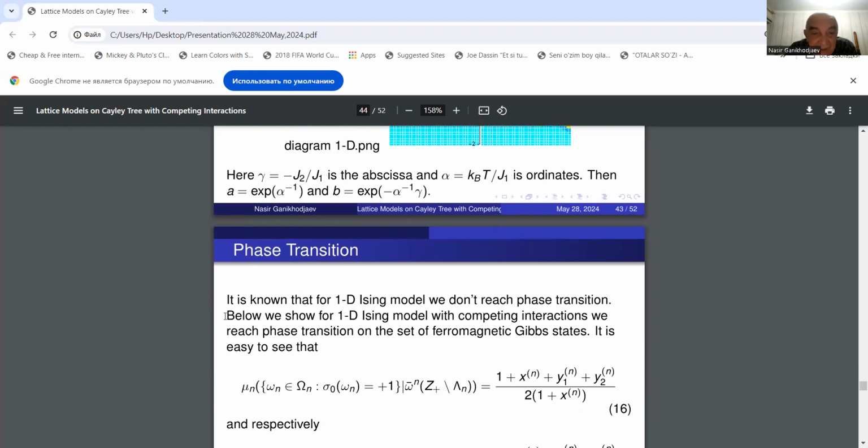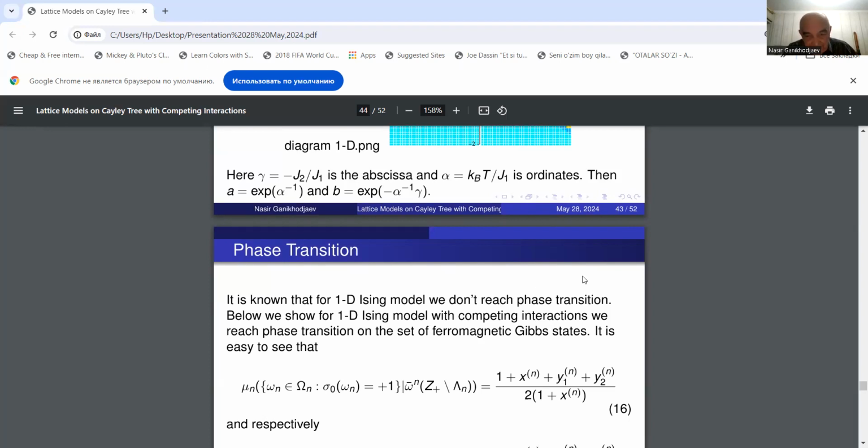But when we consider complete interaction, we can reach phase transition. That is, we can show there are at least two types of boundary configurations. If passing to the limit for one, we will have two different limit Gibbs measures.